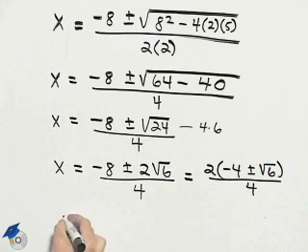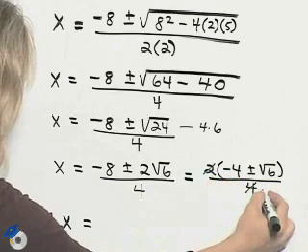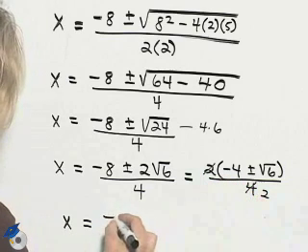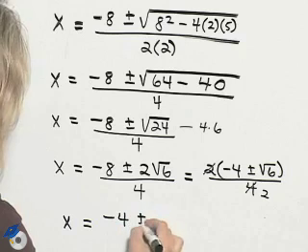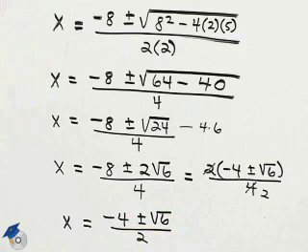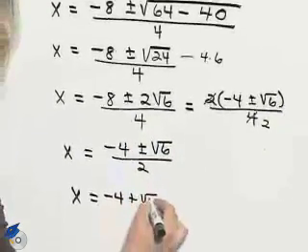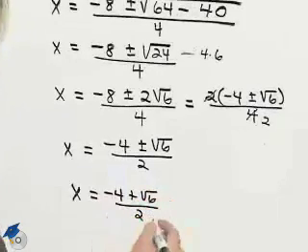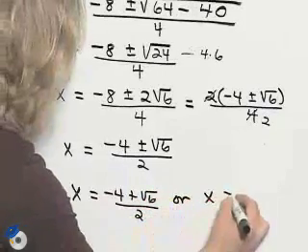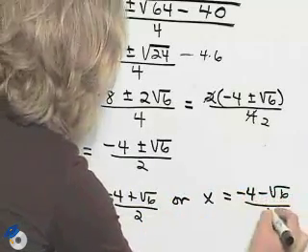Now that will give us then x equal to, the 2 cancels out of both the 2 and the 4, so we have a 2 left. We'll have negative 4 plus or minus the square root of 6 divided by 2. I can write my final answer then as x equals negative 4 plus the square root of 6 divided by 2, or x equals negative 4 minus the square root of 6 over 2.